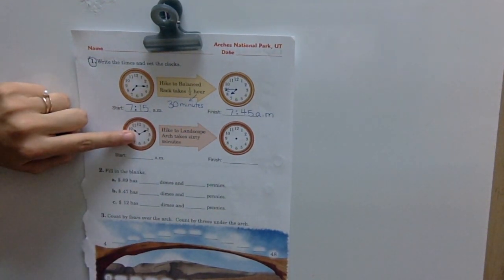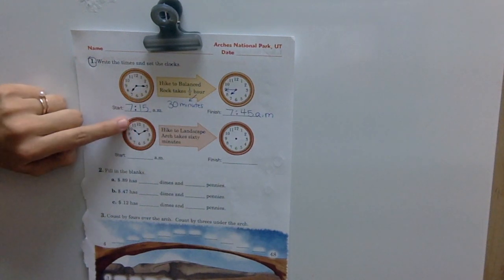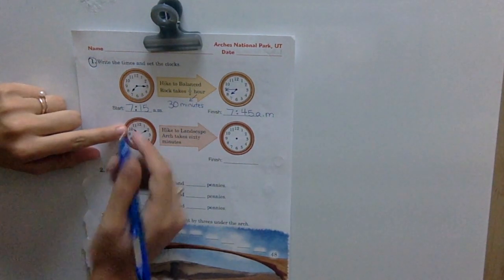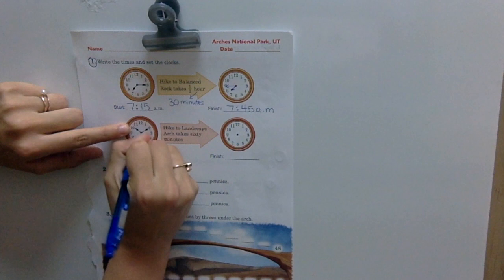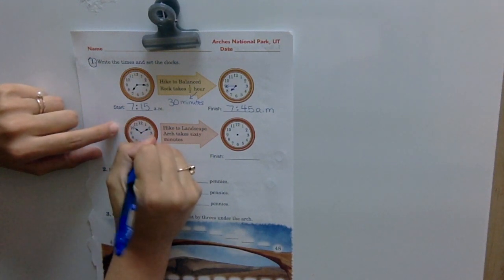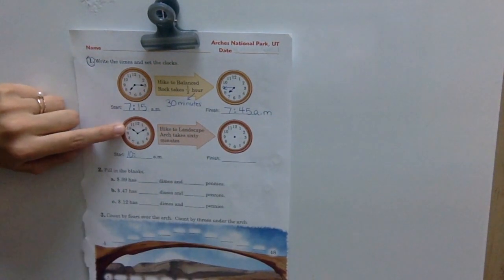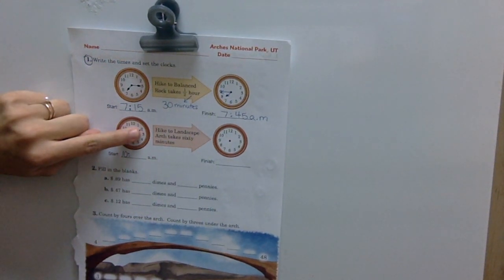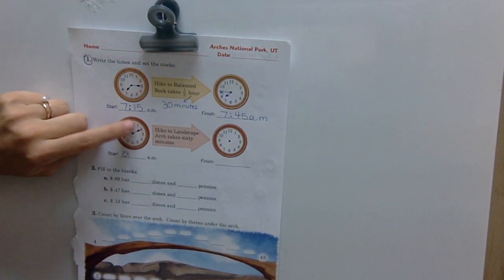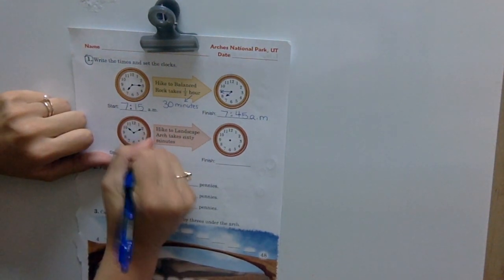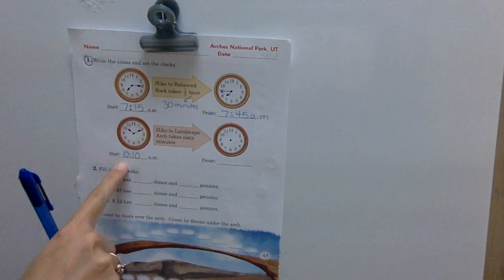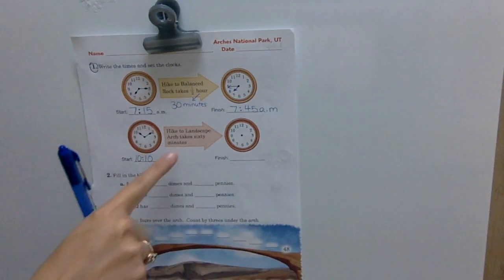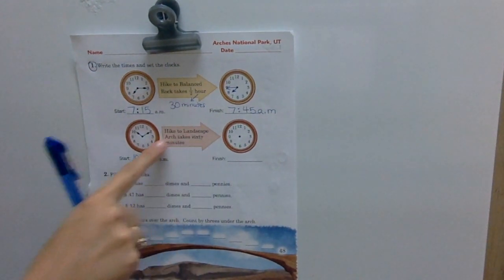The hour hand, the short hand, is between the 10 and 11. So it's going to start with the 10, right? It's always the number before if it's between two numbers. So 10. And then the minute hand is at the 2. So we're going to count by 5s until we get to the 2, starting at the 1. 5, 10. Oh, 10:10. How nice is that? So 10:10 a.m. is when they started their hike to Landscape Arch.